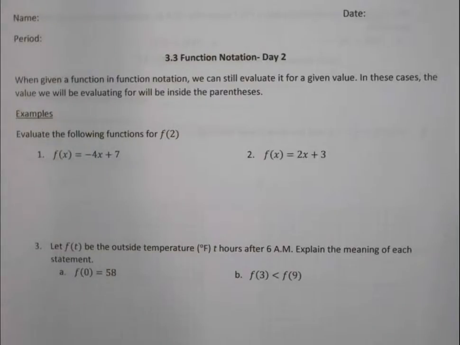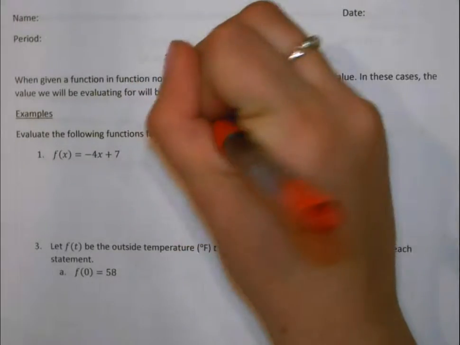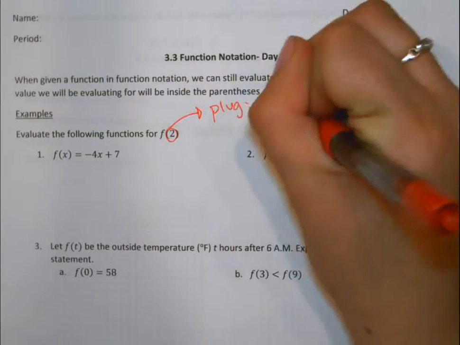So this start of notes starts at function notation, and we're actually evaluating what we do in function notation. In the last video, I talked about how function notation is a way to label an equation, and it's kind of like putting an input-output table like you learned back in elementary school. So what this is telling me is, when it says evaluate the following functions for f of 2, this is saying plug in 2 for x.